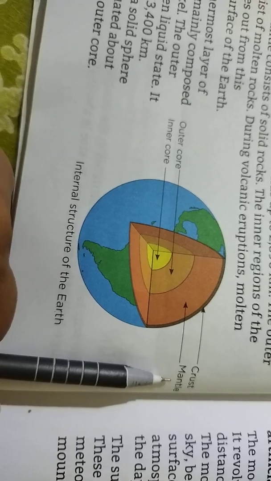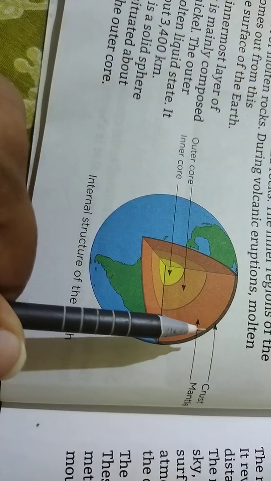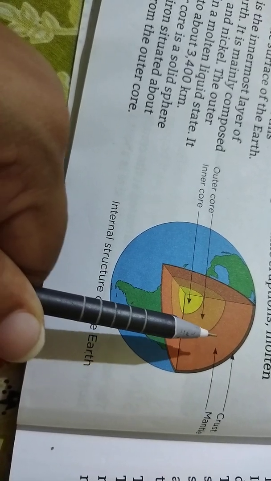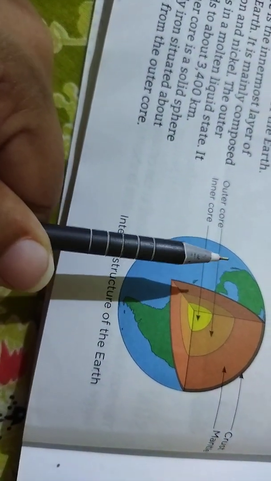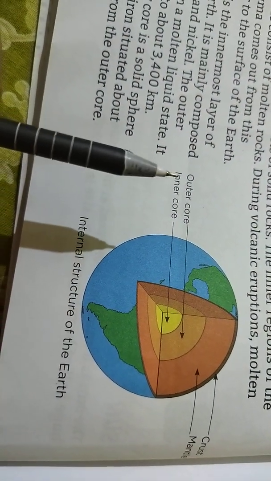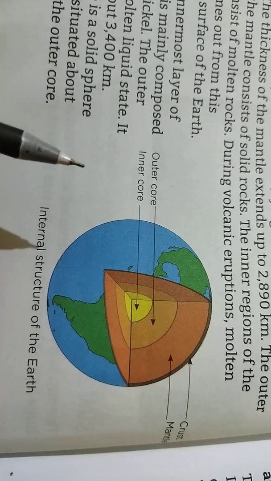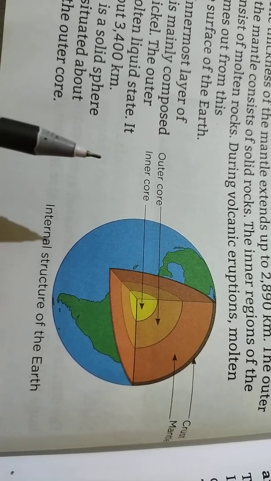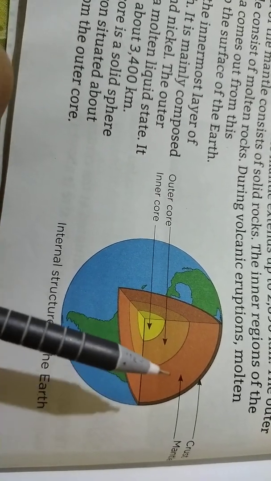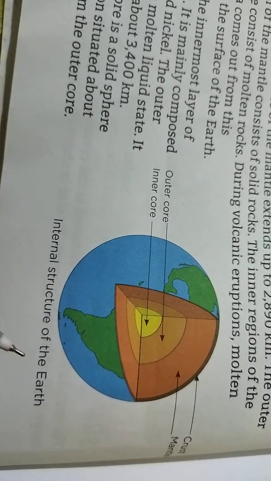Next comes the middle layer, which is known as the mantle. This rocky mantle lies beneath the crust. The upper, or you can say the outer, region of the mantle consists of solid rocks, and the inner region of the mantle consists of molten rocks. In this mantle, there is an interesting thing to know: during a volcanic eruption, the molten magma comes out from this layer to the surface of the Earth.